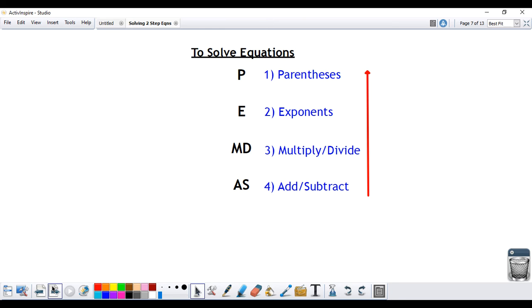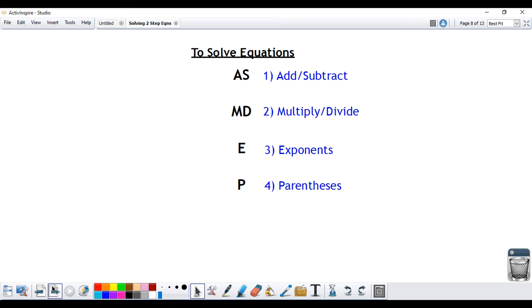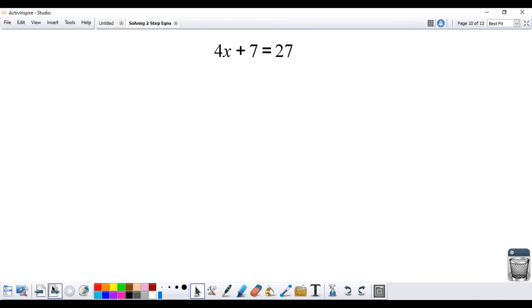So I'm going to start with adding or subtracting, then I'll multiply or divide, and then I would do exponents and parentheses. Now, for the problems that you're working with right now, we really are not going to use exponents or parentheses. We're going to focus on the adding or subtracting, and then we're going to multiply or divide. So let's get into some examples.